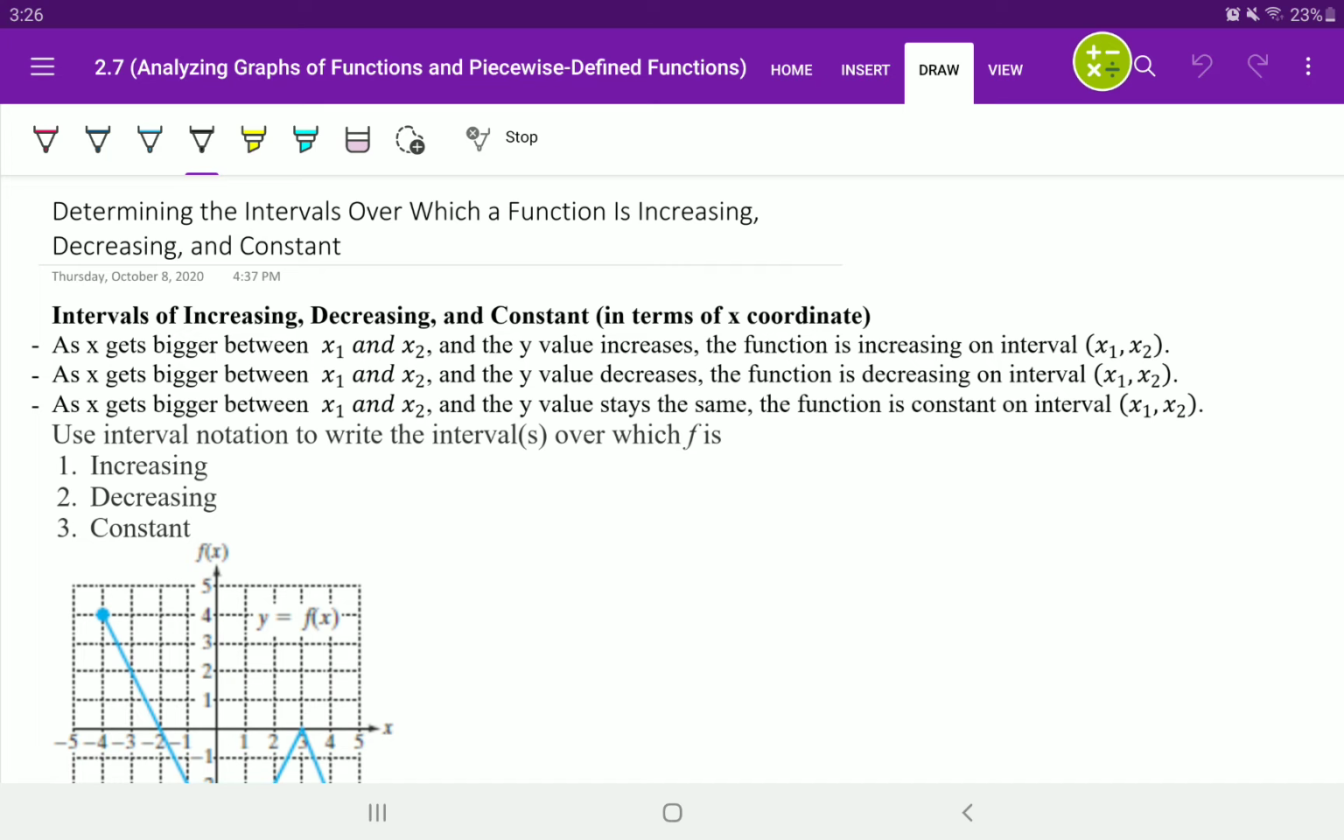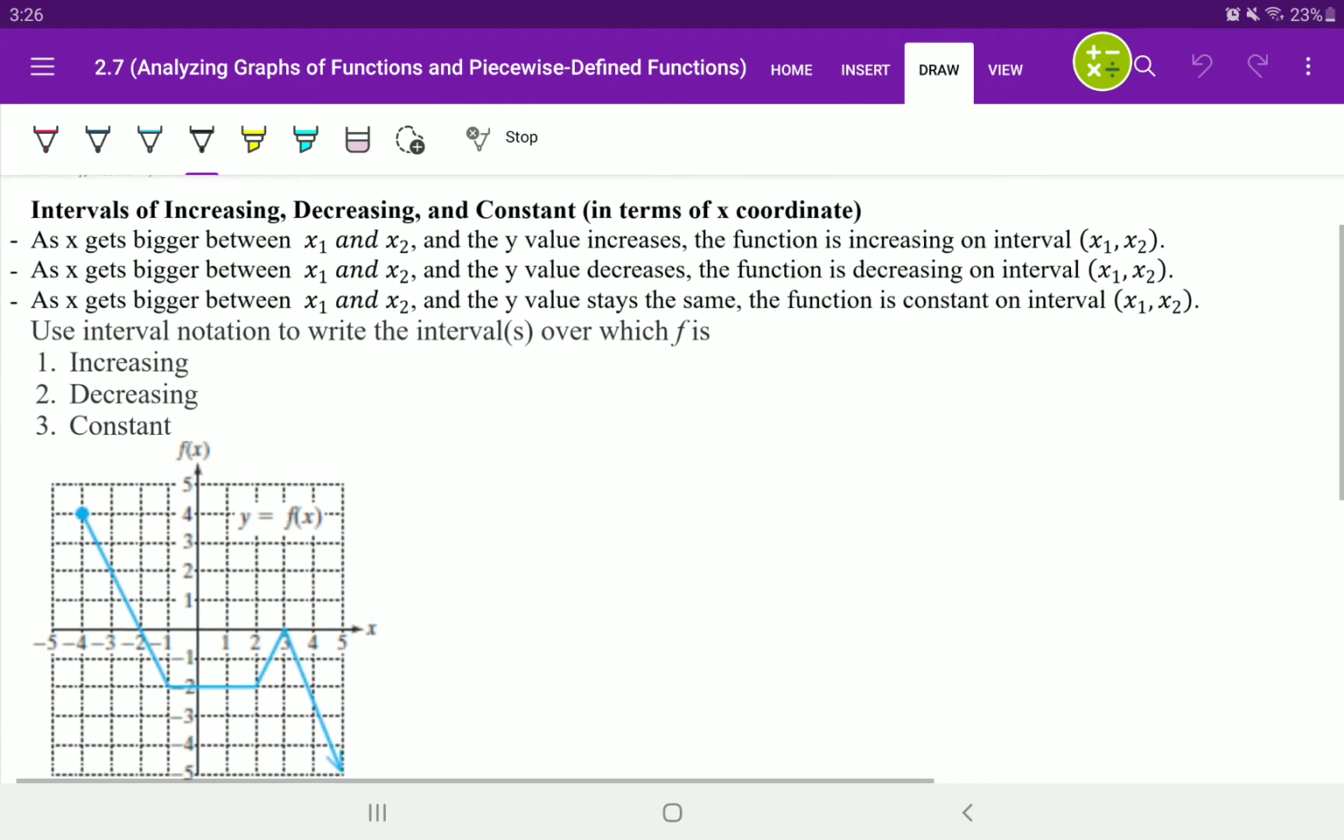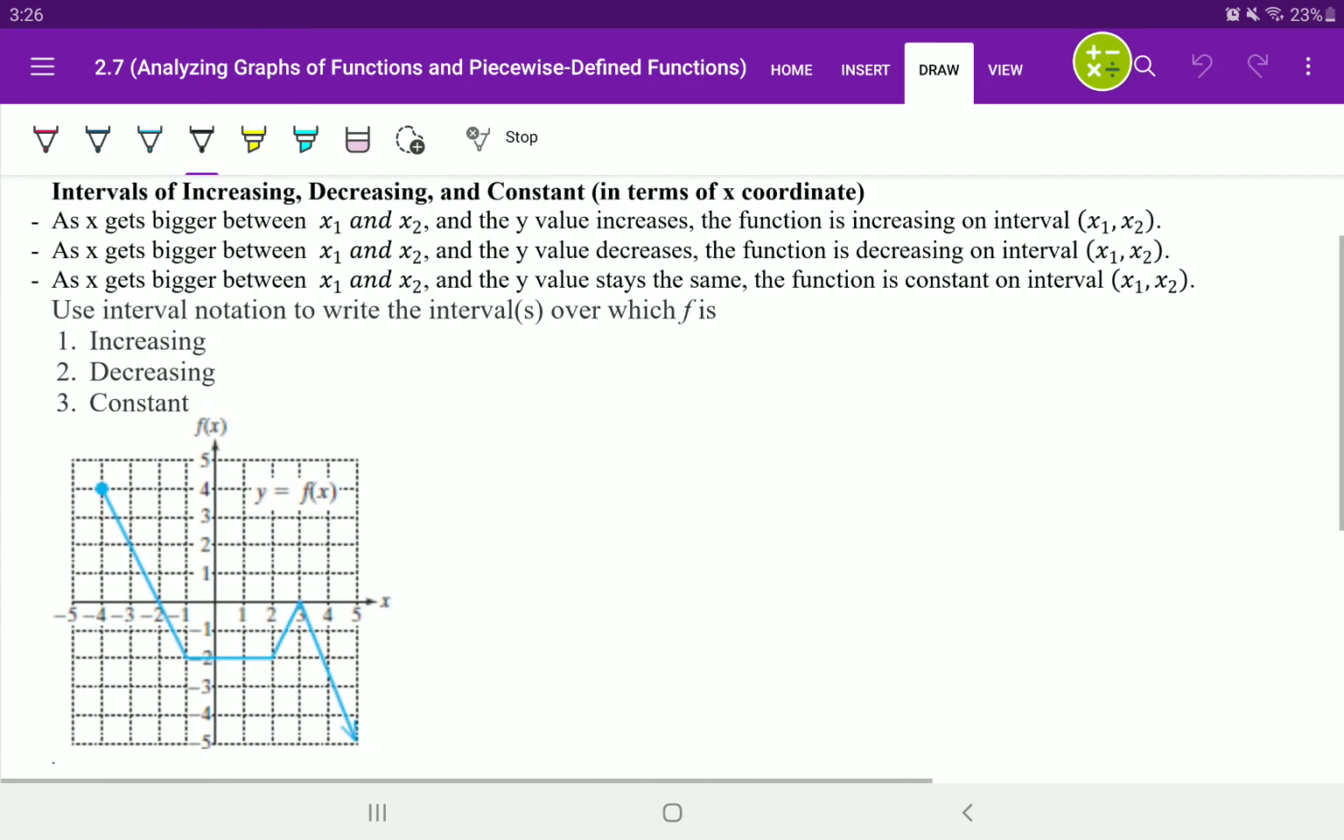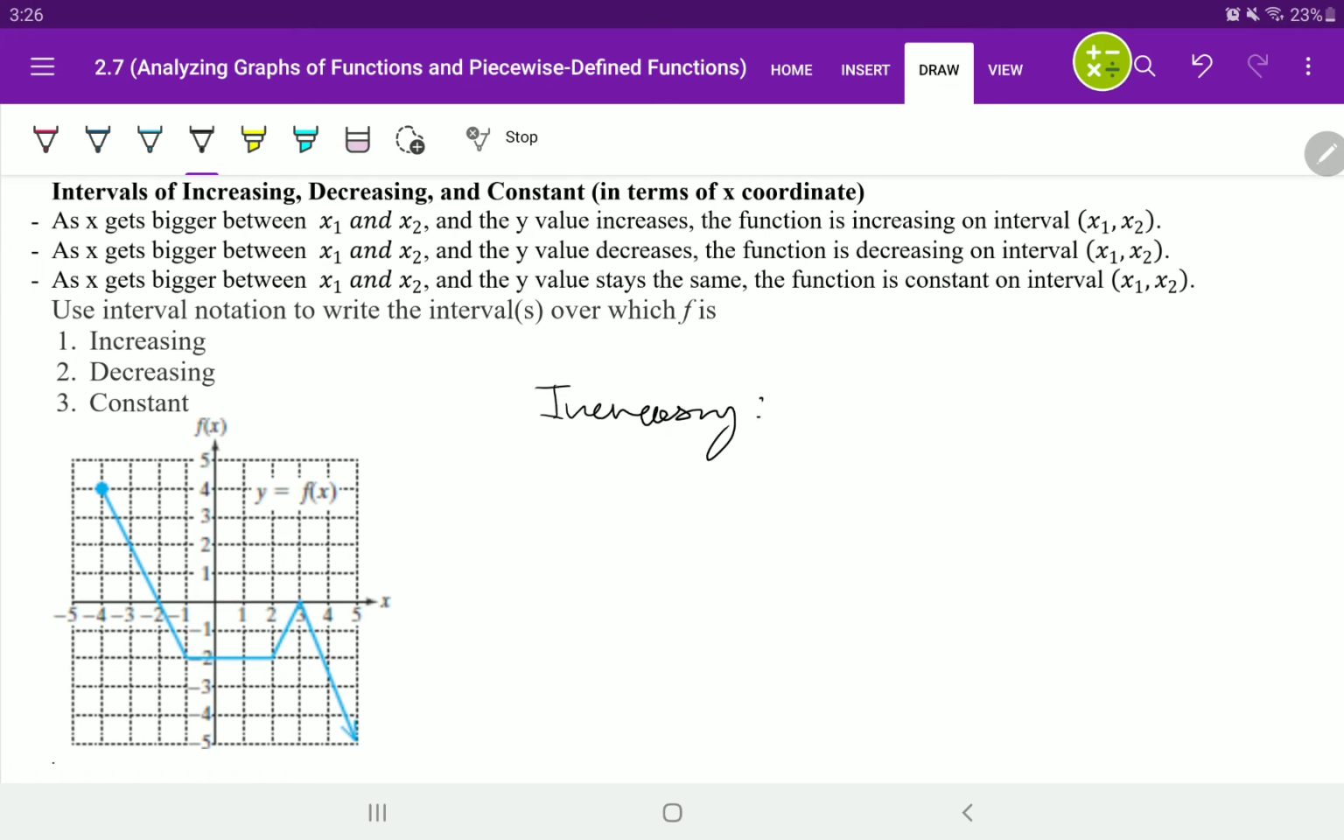Using these definitions, we want to determine the intervals of increasing, decreasing, or constant on this function. So let's look at increasing. And let's draw arrows that indicate the direction. So for increasing, I see only one spot where my function increases. Where the x gets bigger, the y's get bigger.